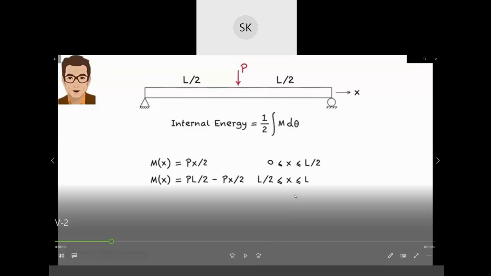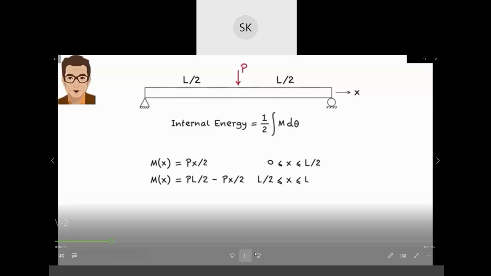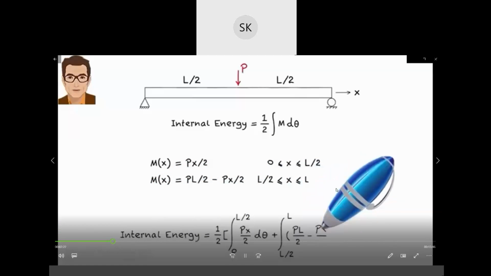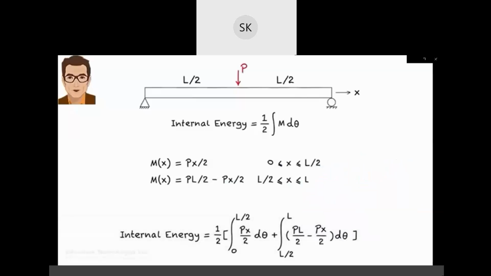So to find the displacement, you can relate with the load. To find the slope, you need to find the moment. I can write the beam's internal energy as, since m is defined in terms of x, before I can integrate this expression, d theta must be replaced with dx.